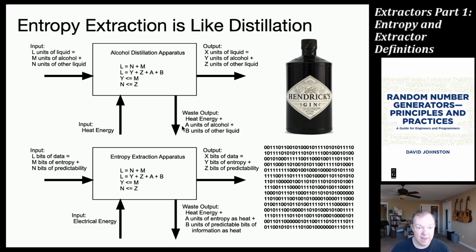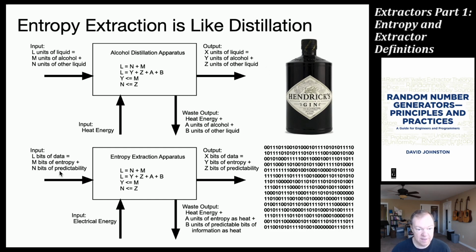And we get some waste out. We get waste heat energy, we get waste alcohol coming out, and other units of liquid that get distilled off. Some of the alcohol is lost because it binds strongly to water chemically. But what we get out the other side is a more concentrated body of liquid coming out than was going in. There is no more alcohol coming out than goes in. In fact, there's less alcohol coming out of the useful part. Some of it is wasted.